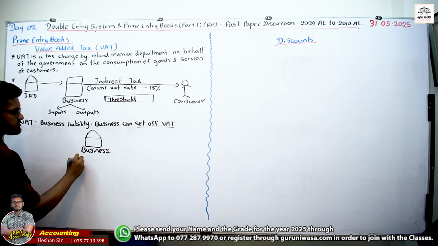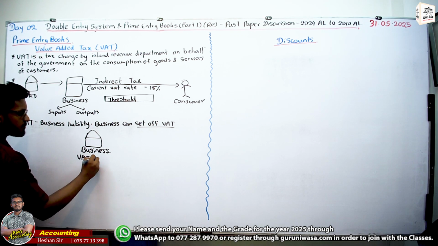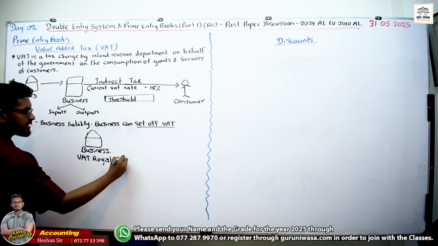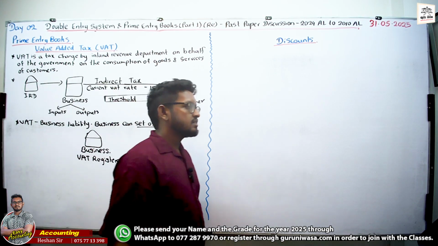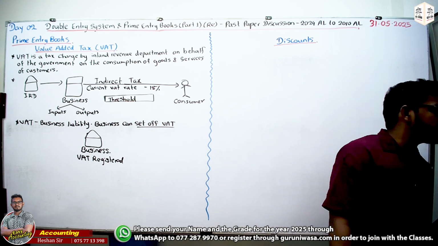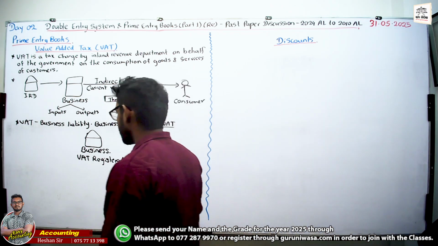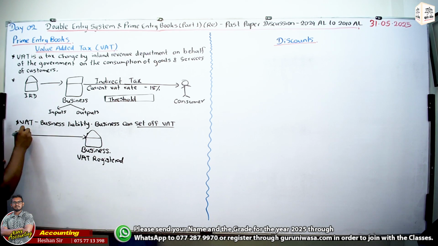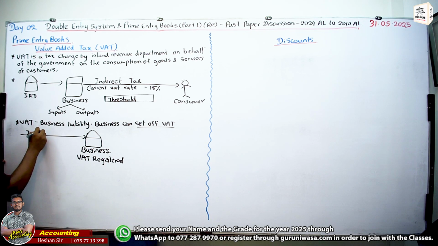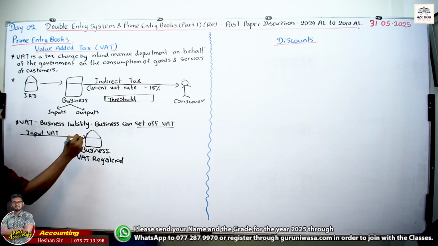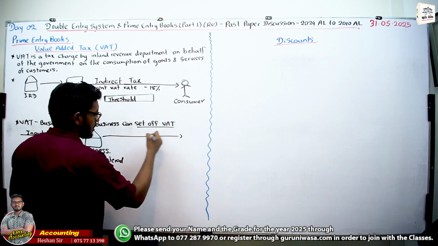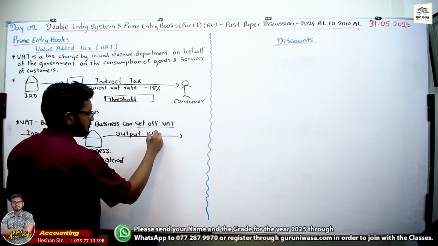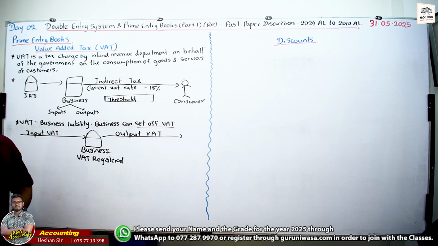Think this business is VAT registered. Listen to this carefully, because there are plenty of questions in past papers. We did this in the accounting equation too. There are two kinds of VAT: input VAT and output VAT. What is the term called input and output?